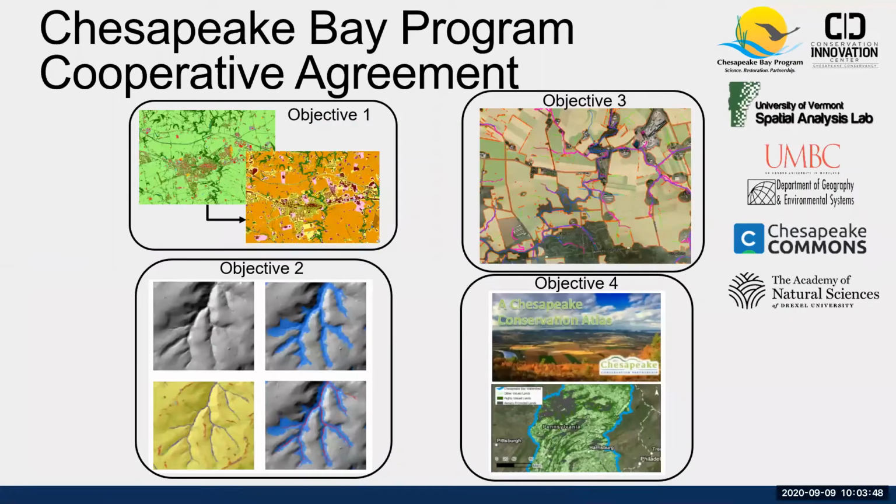Great, I'm just going to move on to the brief overview of the Chesapeake Bay Program Cooperative Agreement. I'm sure most of you have heard about it, which is why you are here today, so I won't go into too much detail about each one right now, but basically it's a 6-year cooperative agreement with Chesapeake Bay Program, and we have a multitude of partners that are all listed on the right of the screen. Objective 1 is the land cover and land use objective. We're working with University of Vermont Spatial Analysis Lab. Objective 2 is the hyper resolution hydrography mapping, which we're working with UMBC Department of Geography and Environmental Systems. Objective 3 is the best management practice opportunity mapping and field doc updates, which we're working with Chesapeake Commons and the Academy of Natural Sciences of Drexel University. And then objective 4 is the general geospatial support, which we're working closely with Chesapeake Bay Program, and all of the objectives have been working closely with CBP as well.